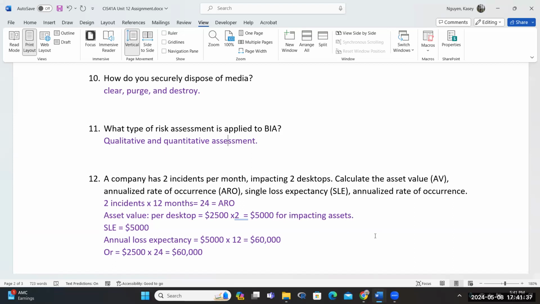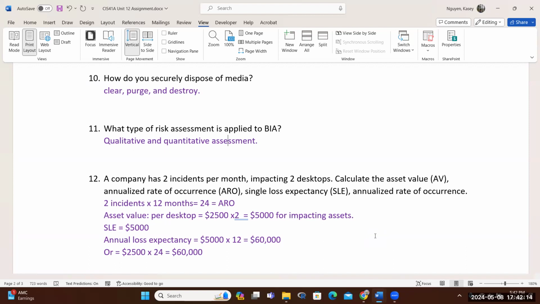So when we have 2 incidents a month, right? We would take that 2, multiply it by 12 months because there are 12 months in a year. So that means that we have 24 incidents in a year. So your ARO, your annualized rate of occurrence, is 24. Because we have 2 per month, we take 2 times 12, we have 24 occurrences in a year. That's high.